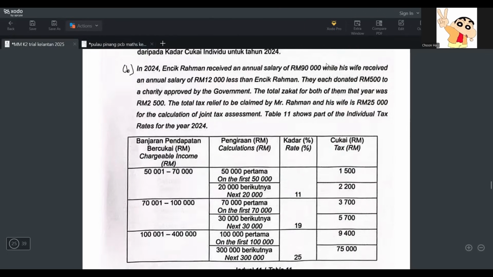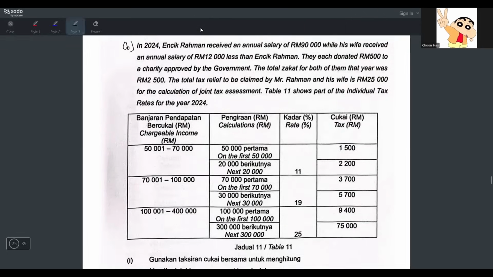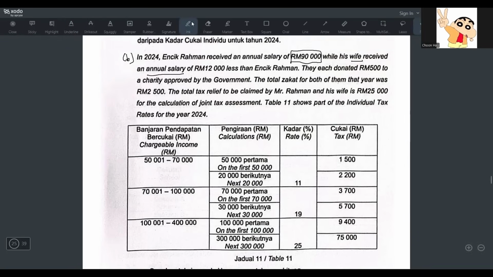So let's read the question. Encik Rahman received an annual salary of 90,000. So this is the annual salary while his wife received an annual salary of 12,000 less than Encik Rahman. So let's find out the wife punya annual salary sekarang. 12,000 less than this. So just tekan 90,000 minus 12,000 lah. So the wife one will be 78,000. Okay. So I'll just write it here, 78,000. And this is also income for wife. Okay, they each donate 500 to charity approved by government.